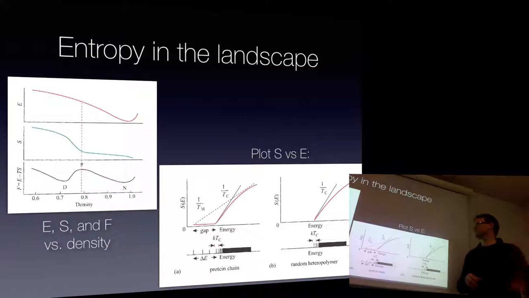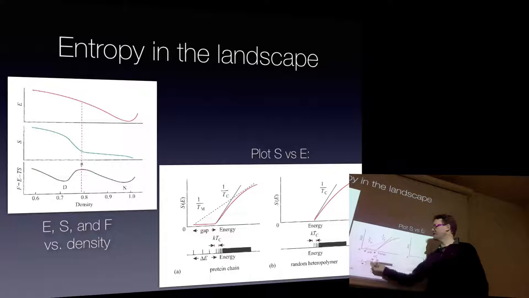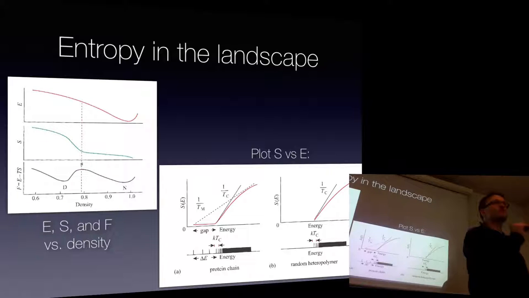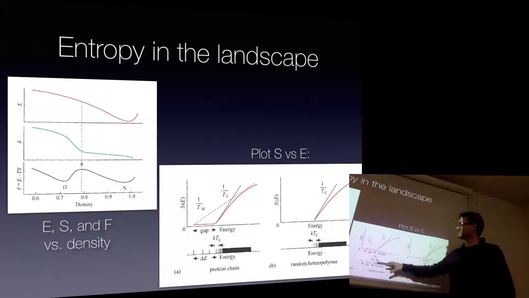But a few sequences have these large energy gaps so that they have one state that's much more stable than all the other ones. And they are the ones that form proteins. Do you know what it is that defines these things? So what is it that defines them?